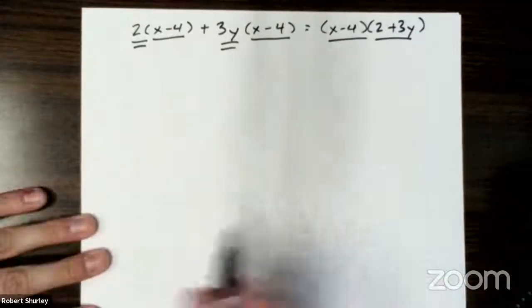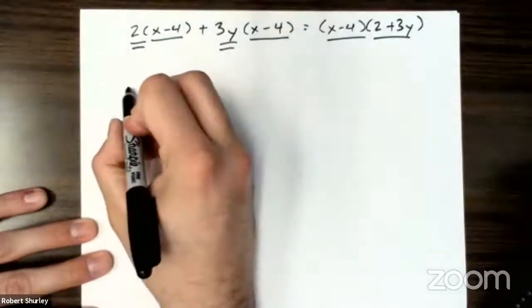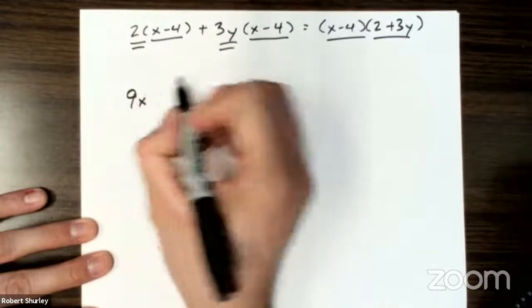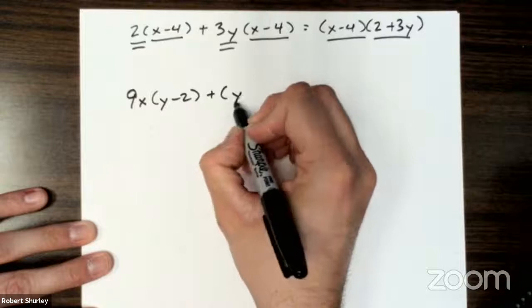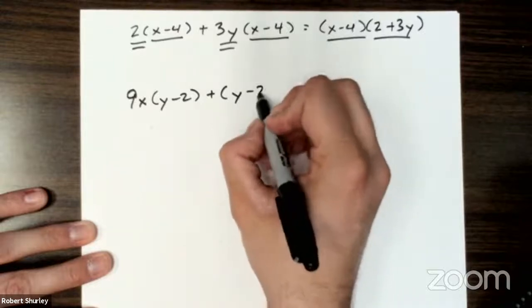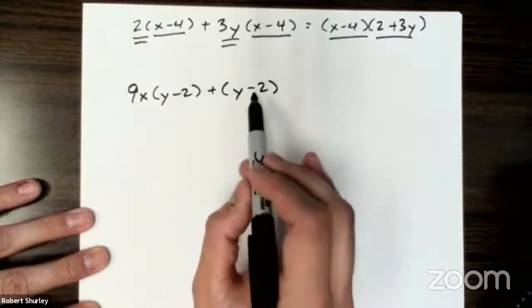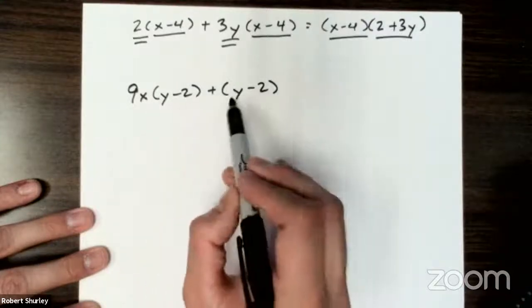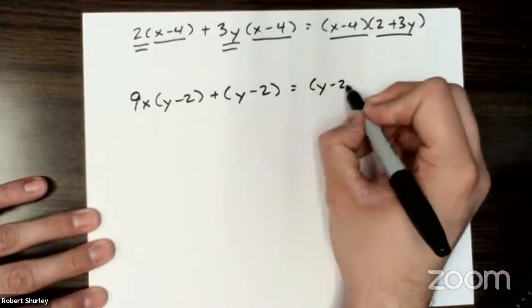So if we look at another one, I'm going to steal another one from the book because I don't feel like being creative today. Let's say we had, oh yeah, this is a good one, a little different. Let's say we had 9x, this is number 22 in the book, times y minus 2 plus y minus 2. Okay, so again, we've got matching factors. The y minus 2, that's our apple, right? So we're going to take the y minus 2 out.